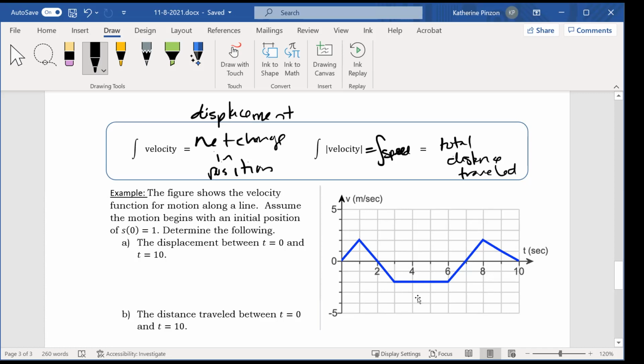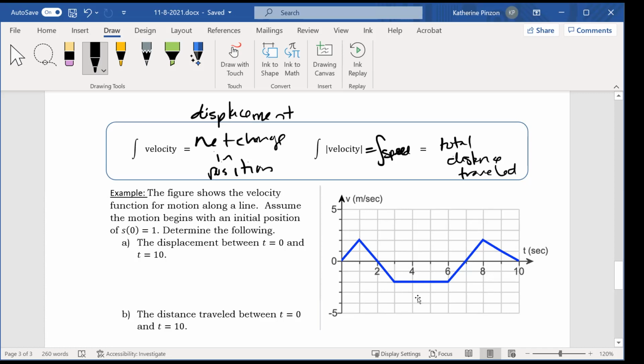Okay, so this guy is moving forward from 0 to 2. He's moving backwards from 2 to 7. He's moving forward 7 to 10. Okay. It says determine the following. Notice that his initial position is at 1. Right here. His initial position is at 1. That might be important later. Okay, let's just remember that. His initial position is 1.